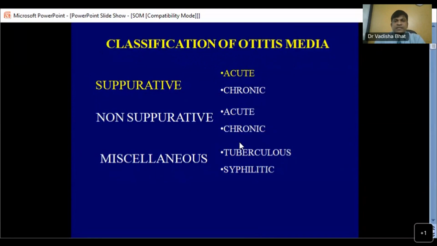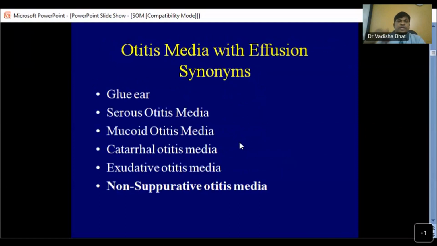So to begin with, the classification of otitis media. As we all know, otitis media is an infection of the mid-ear cleft. It is classified as suppurative and non-suppurative, and some miscellaneous or specific conditions. In suppurative, we have acute and chronic. They are their own separate entities, with a lot to be discussed among them. In non-suppurative, depending on the duration, we can again classify them as acute and chronic. And miscellaneous are always specific, for example, tuberculosis and syphilitic otitis media.